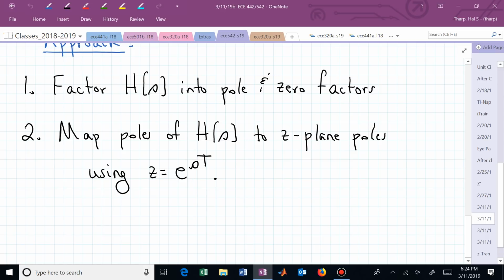Now we want to map poles. Now that we've identified the factors, pole factors and zero factors, we can map these pole factors of H(s) to z-plane pole factors using this definition of z and s. z is e to the sT. z is an advance by capital T units of time, or 1 sample period. That's the relationship.